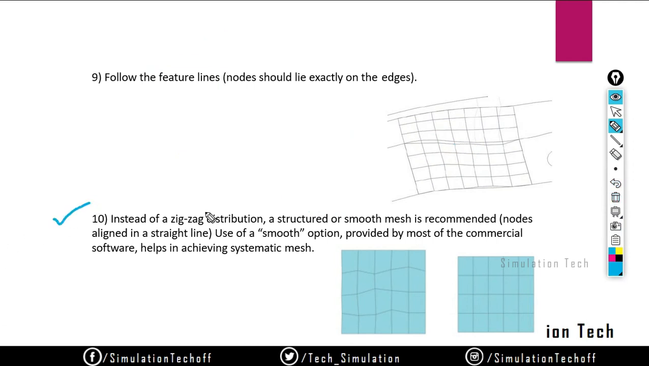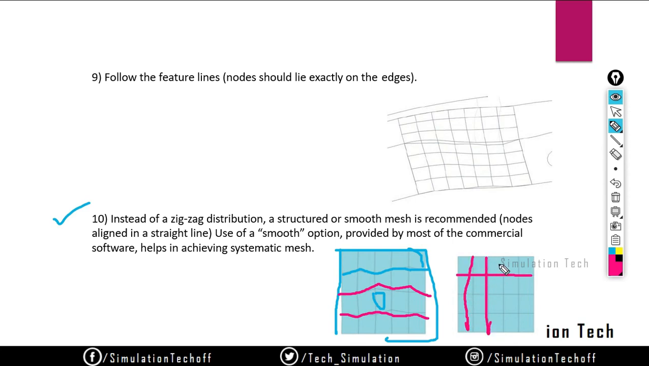And the 10th point is, if you have a regular structure with no disturbance, again, no hole or fillet, just a plane surface, sometimes it may create a zigzag pattern like this. It is not recommended. You need to create a proper mesh like this, proper splitting. So a zigzag pattern is not recommended. So these are the 10 different ways to validate a meshing.